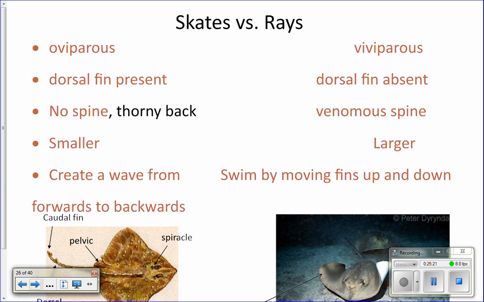Rays are going to have a venomous spine, where skates will not. Skates will have a thorny back that they will use for protection, whereas rays will actually have a stinging spine.